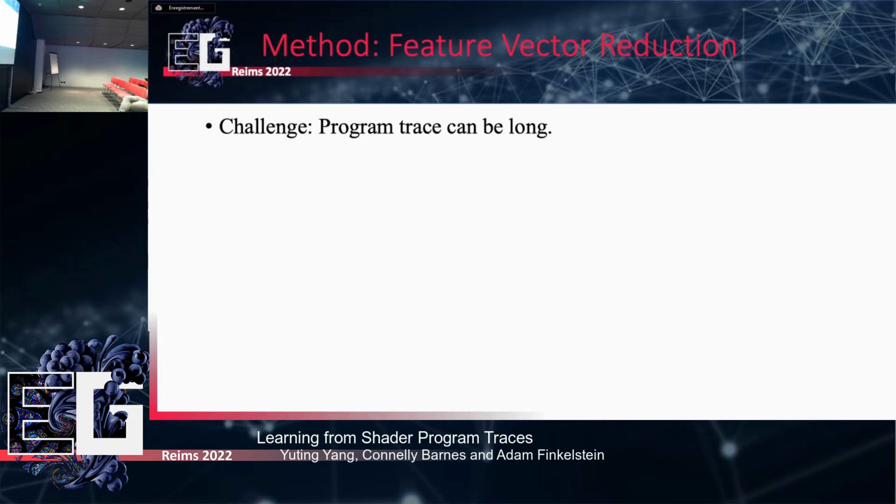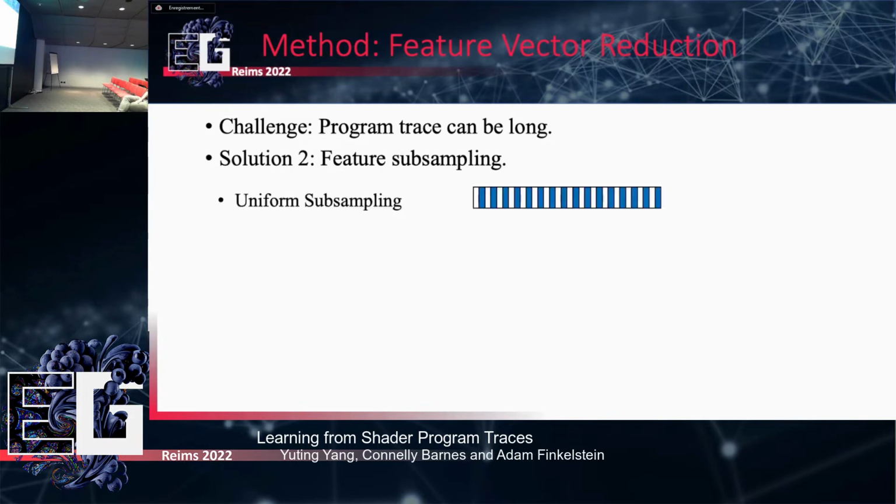The approaches I described so far help, but only to a limited extent. Therefore, we introduce a more general feature subsampling strategy. The most straightforward way is to log every k-th intermediate variable. Here, we are showing the entire program's computation as small cells, where only the bright cells are logged.